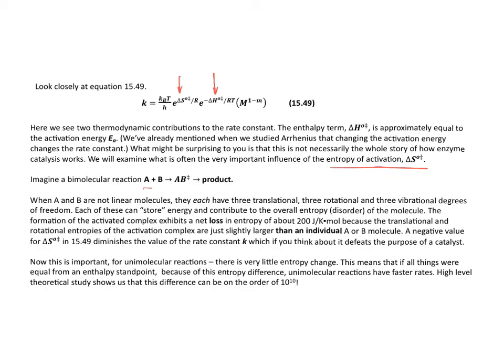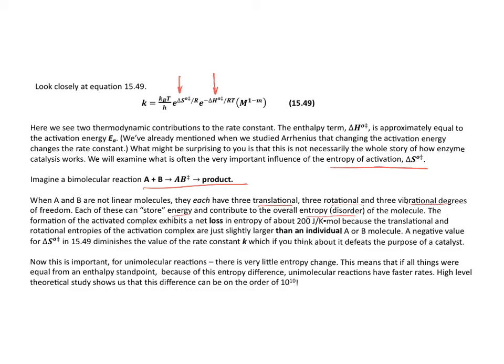So imagine a bimolecular reaction, okay? Two reactants coming together, and if they're not linear molecules, they can have a lot of disorder in them. They can have translational, rotational, and vibrational degrees of freedom. Each of these can store energy and contribute to the overall disorder of the molecule. Just think of a big old floppy protein, how much disorder you could have in that.